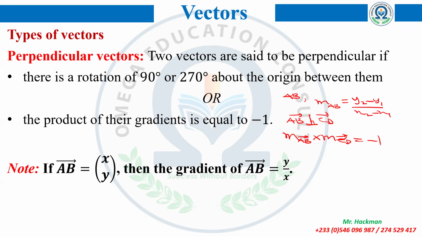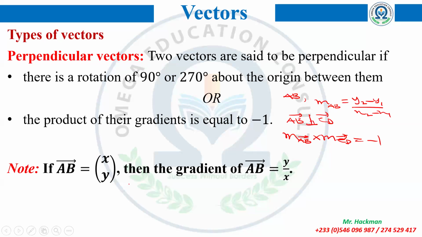Now we know how to find the gradient of lines. We don't yet know how to find the gradient of a vector, which is why you have this short note here. If you have a vector AB equal to (x, y), then the gradient of AB will be equal to y over x. In every vector, your x is already a changing x, and your y is already a changing y. So your x component has change in it, and your y component has change in it.